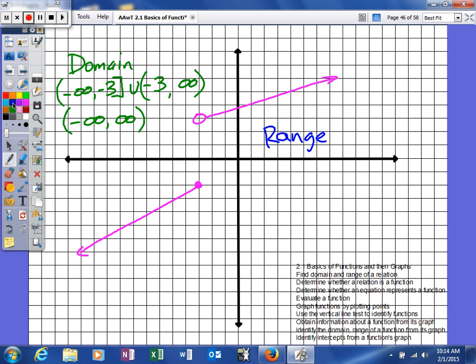Our range, though, will be a little bit different. So again, we'll start with this part of our graph. So the range, again, this is going to continue to go down. So we'll be from negative infinity until we get to this y value, which is -2. This is going to be included in our set, where this will not.